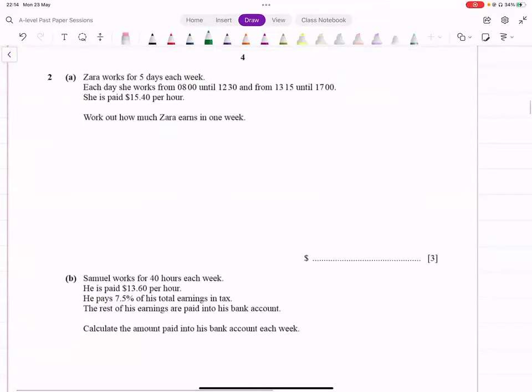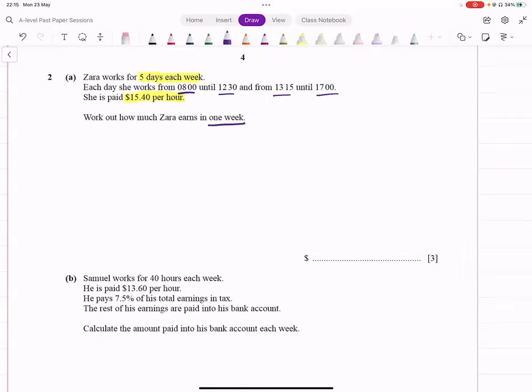It says Zara works for 5 days each week. Each day she works from 8 until 12:30 and from 13:15 until 17:00. She is paid $15.4 per hour. So she's working 5 days each week, and she's paid this much per hour. और उसने hours भी रखे हुए, कितनी देर वो काम करती है every single day. Work out how much Zara earns in 1 week. 1 week में पूरा वो कितना earn करती है.